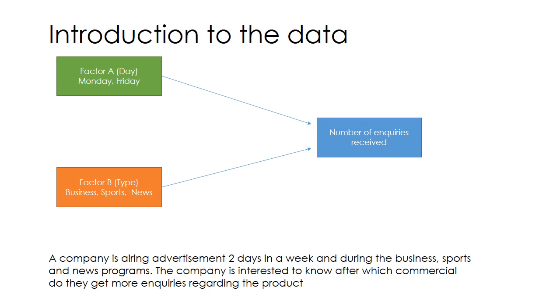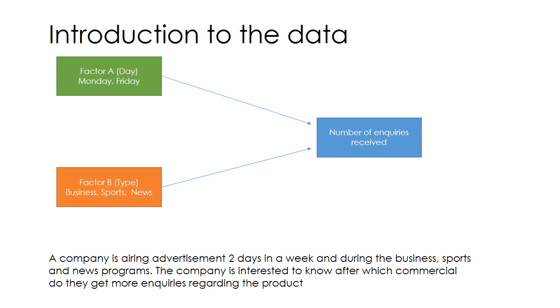For illustration purposes, to show how to run it, we have used a dataset. In that data, we were interested in examining how factor A, which is the day, and factor B, the type of program, have any influence on the number of inquiries received by a company. So there are three variables. One is factor A, that is the day. Factor B is the type, which has three levels: business, sports, and news. And then the outcome variable is the number of inquiries received.